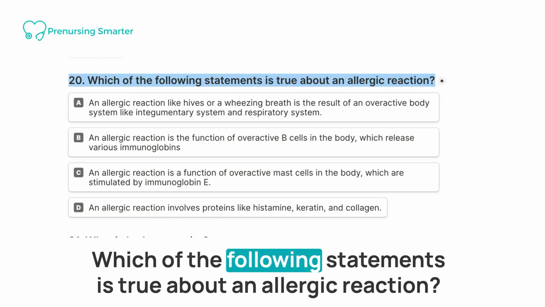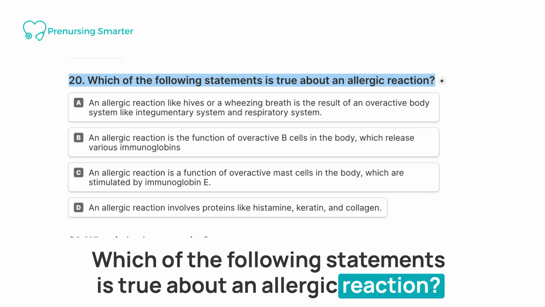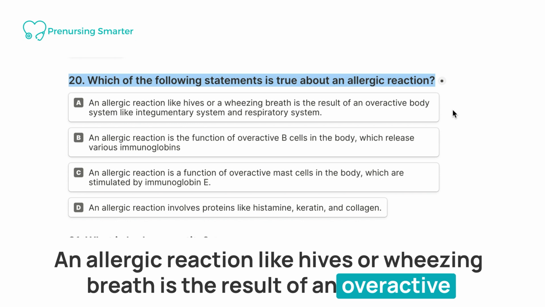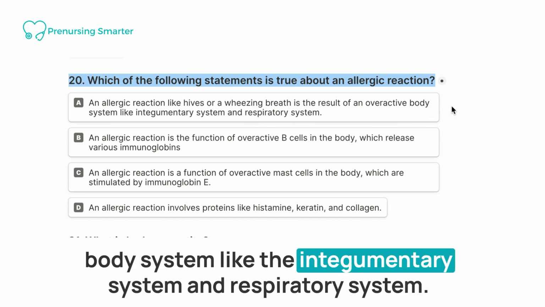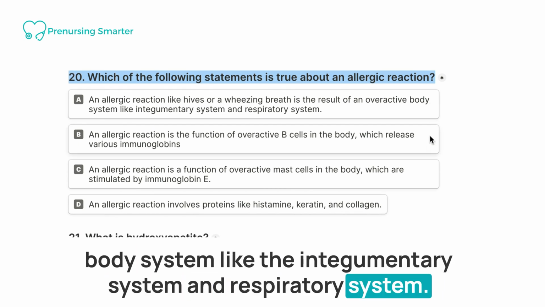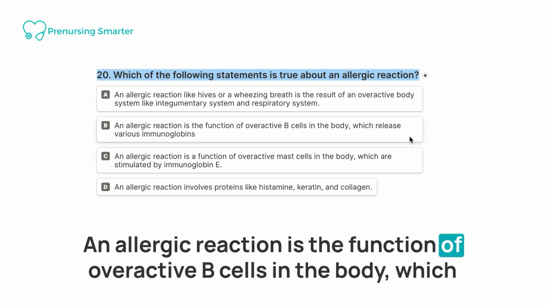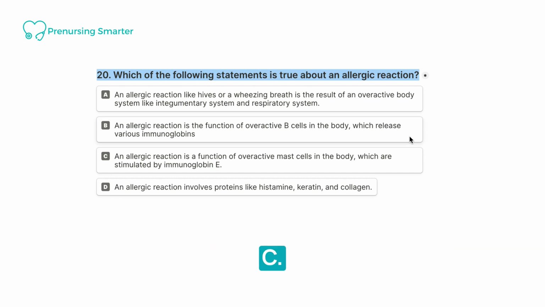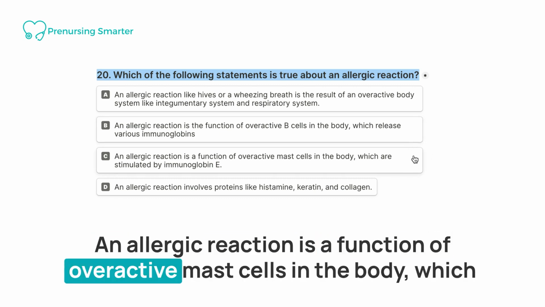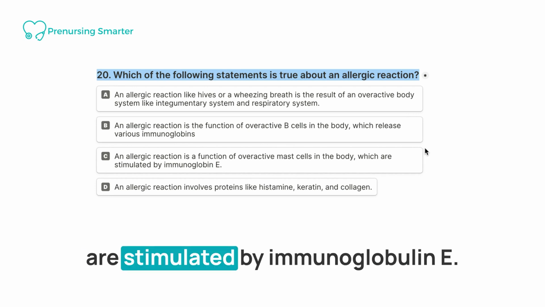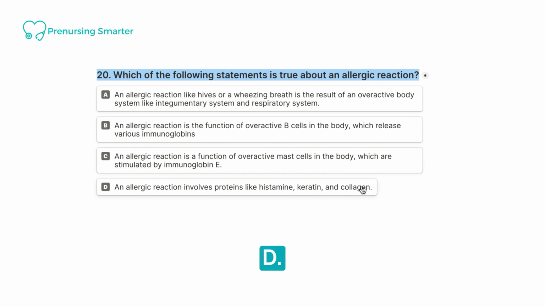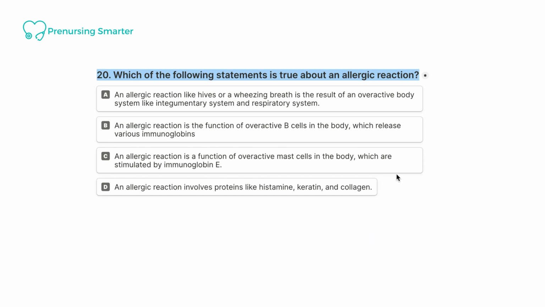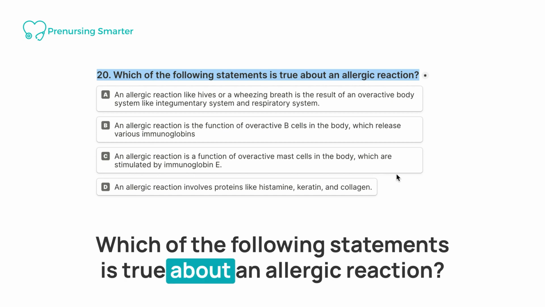Question 20. Which of the following statements is true about an allergic reaction? A, an allergic reaction like hives or wheezing breath is the result of an overactive body system like the integumentary system and respiratory system. B, an allergic reaction is the function of overactive B cells in the body, which release various immunoglobulins. C, an allergic reaction is a function of overactive mast cells in the body, which are stimulated by immunoglobulin E. D, an allergic reaction involves proteins like histamine, keratin, and collagen.